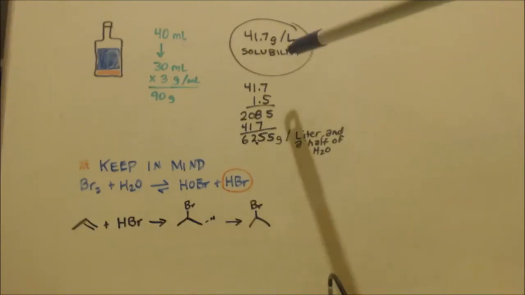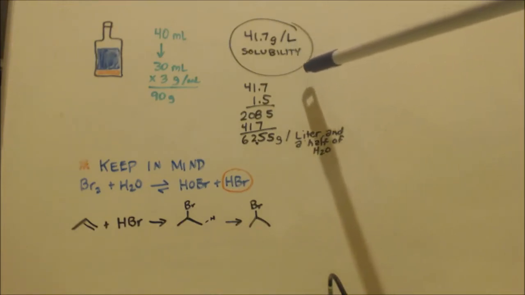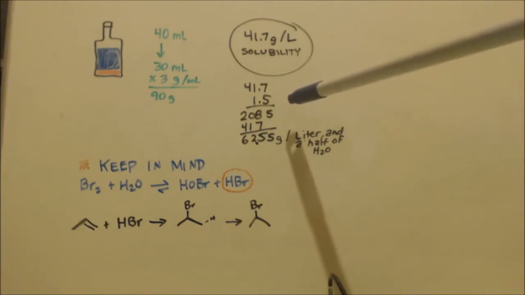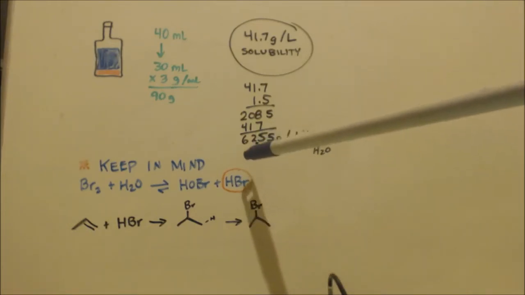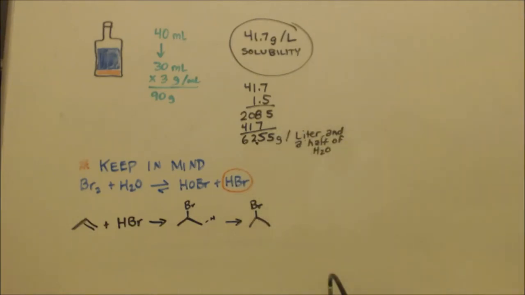Now the solubility at 0 degrees Celsius is 41.7 grams per liter of water. I put in a liter and a half. So that means only 62.55 grams can go into that liter and a half of water at 0 degrees Celsius. I have 90 grams. So that tells me that the water is saturated with bromine. You can't get any more bromine in that water, okay?